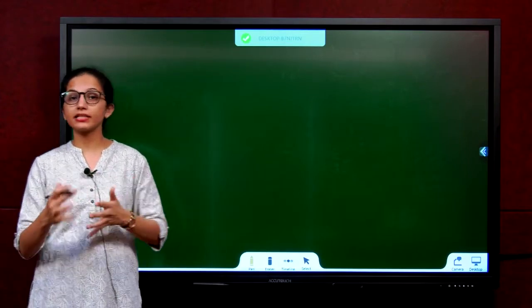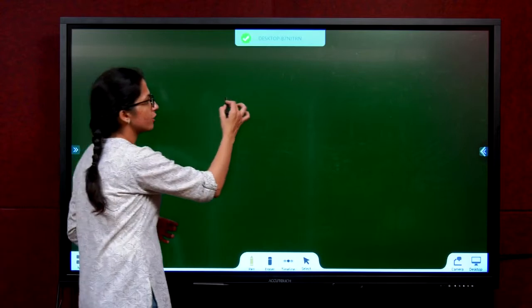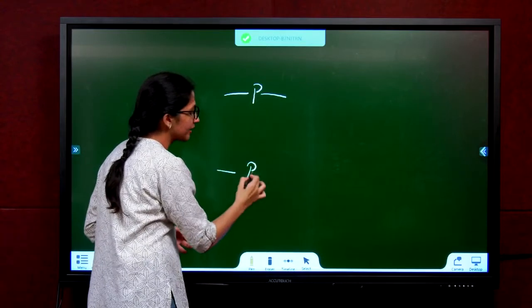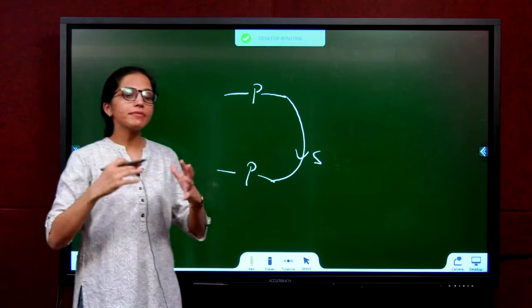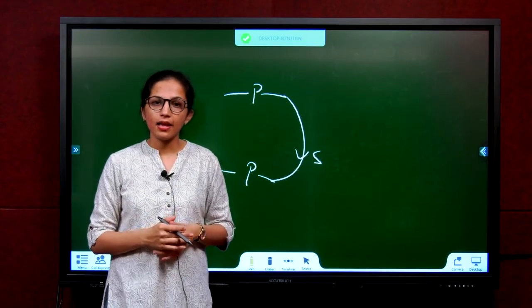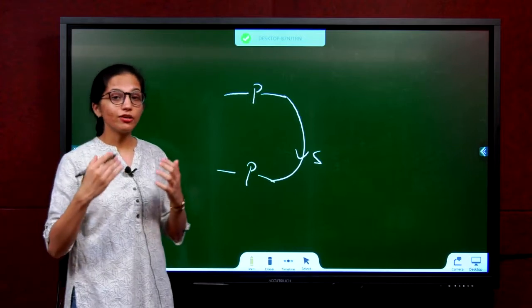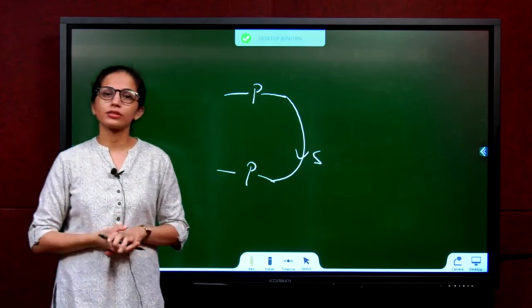We can have a mix of the two. For example, you saw there was parallel here, there was parallel here, but the two were in series. So you can have a mix of parallel and series. Now we will understand when we get what kind of values.